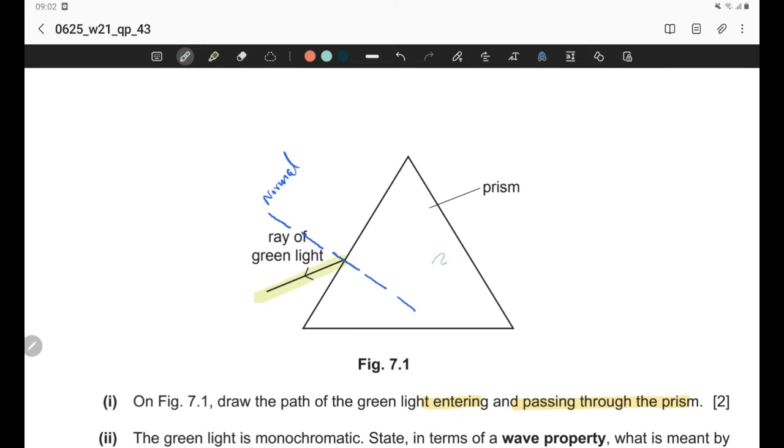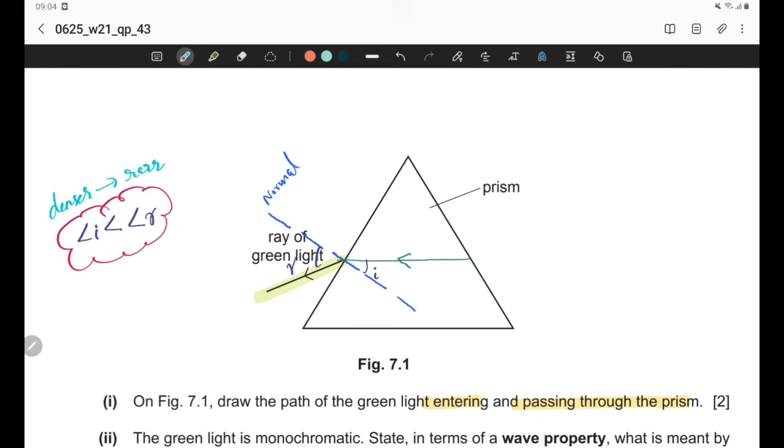So the green light must be passing in a path something like this, because we can see as the ray is passing from the denser medium to the rarer medium, the ray will bend away from the normal, so the relation must be that the angle of incidence should be smaller than the angle of refraction. The reason is, at this surface the light is traveling from denser to rarer, because inside the prism the density is higher, outside the prism it is air, so the density will be lesser. So it has to satisfy this particular condition.